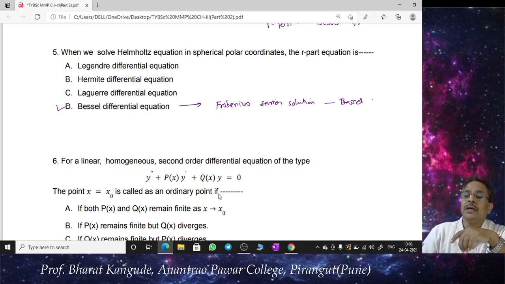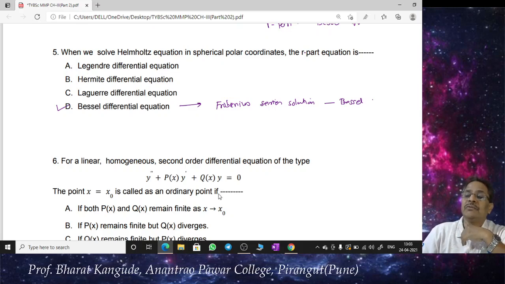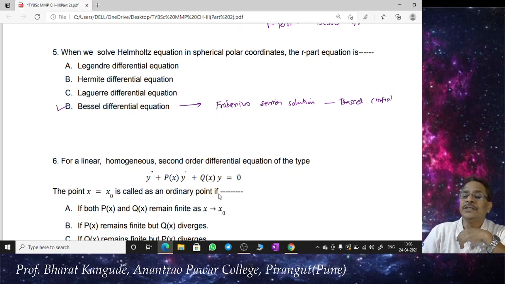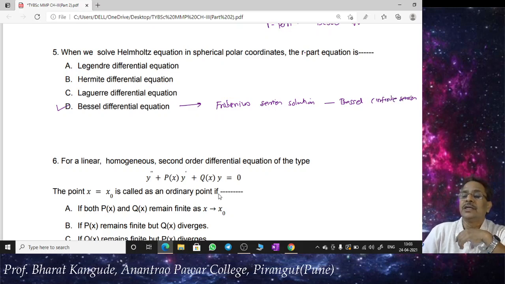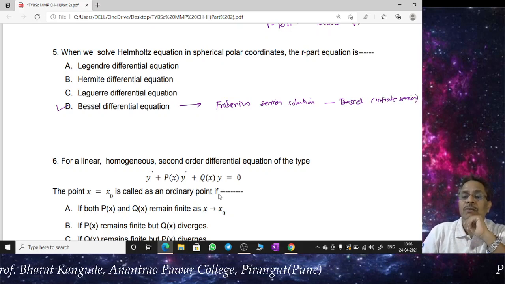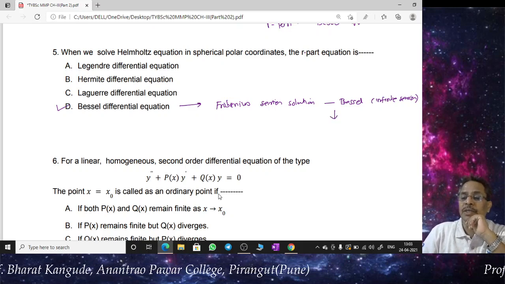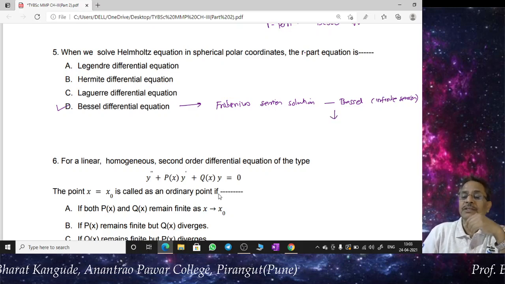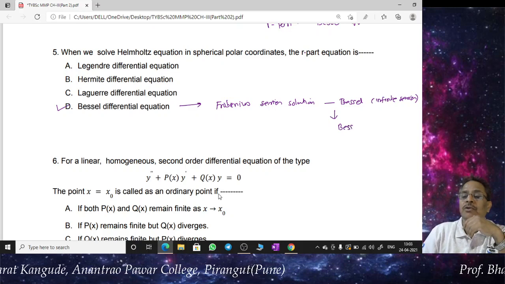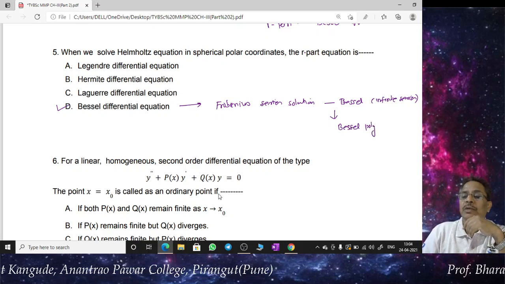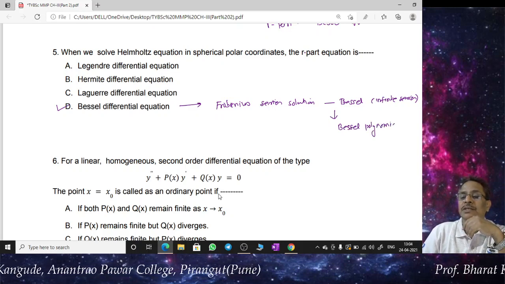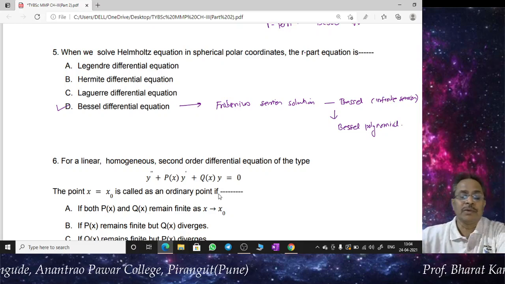Actually, it is the solution of the Bessel differential equation, which is going to be an infinite series, and using certain boundary conditions over that, what we get from this Bessel function, or this infinite series, is called the Bessel polynomial. So getting this polynomial is the journey we have discussed just now. Okay. Now question number 6.